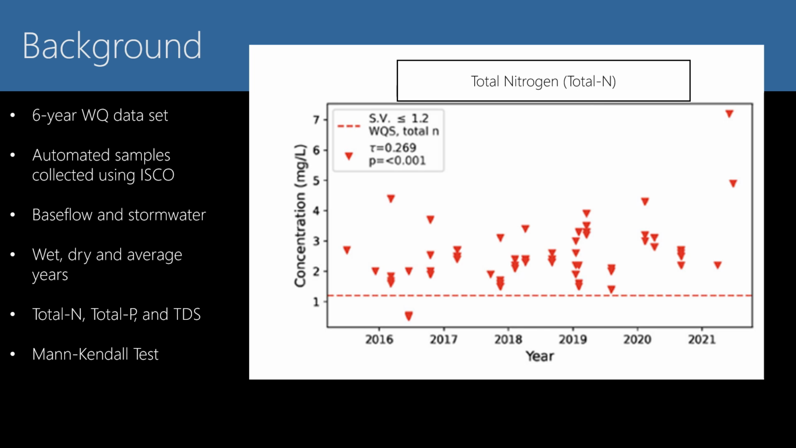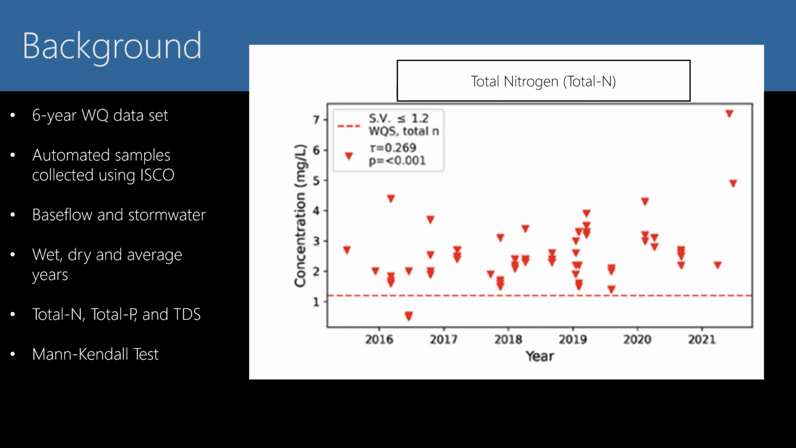In this plot, we examined total nitrogen concentrations collected from automated samplers over a 6-year period. Samples were collected using automated samplers using time pacing methods to capture multiple samples in a single storm event and across multiple events to identify if there was any interstorm variability.